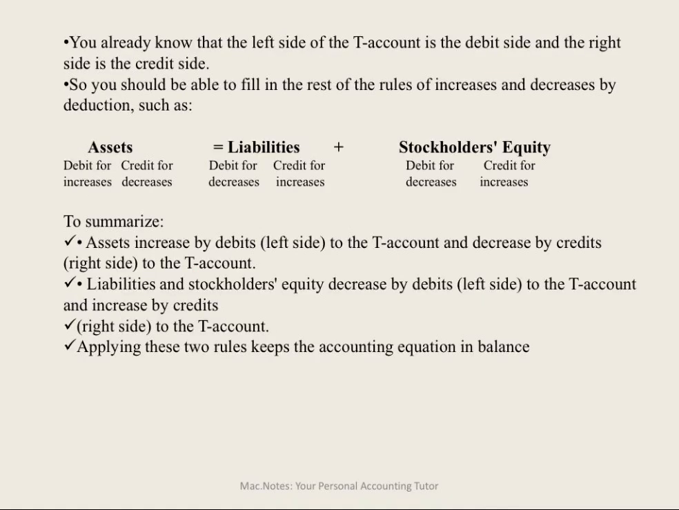So again, to summarize, the left side of the T account is the debit. The right side is credit. Debit means left, credit means right. That's all. So here we go. Assets: debits increase assets, credits decrease them. In liabilities, we record decreases on the debit side, increases on the credit side. And the same thing here: decreases on the debit side, increases on the credit side. And that's all we have to remember in recording every business transaction, keeping these two rules in balance at all times.